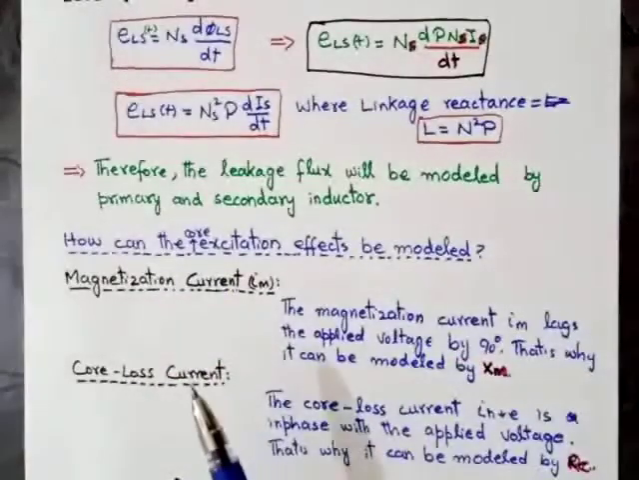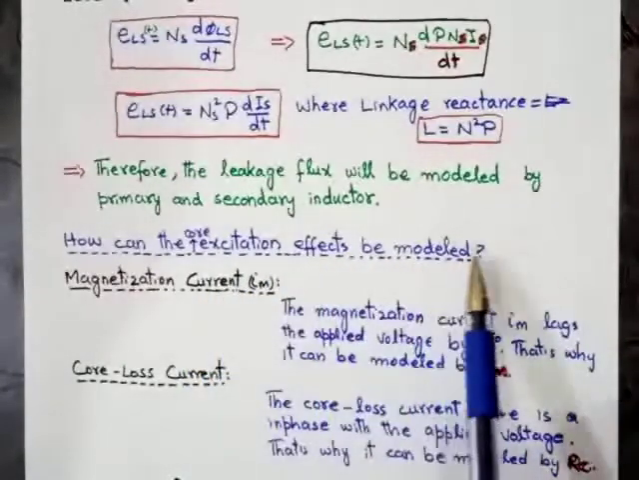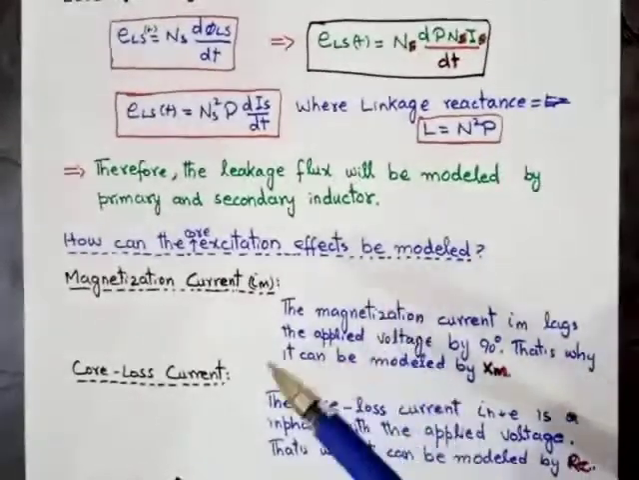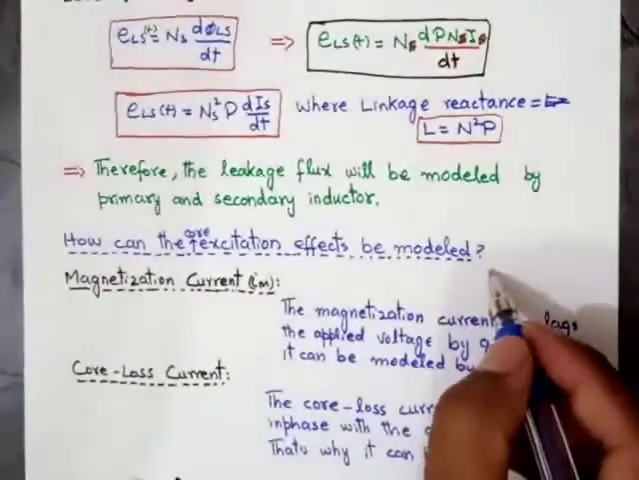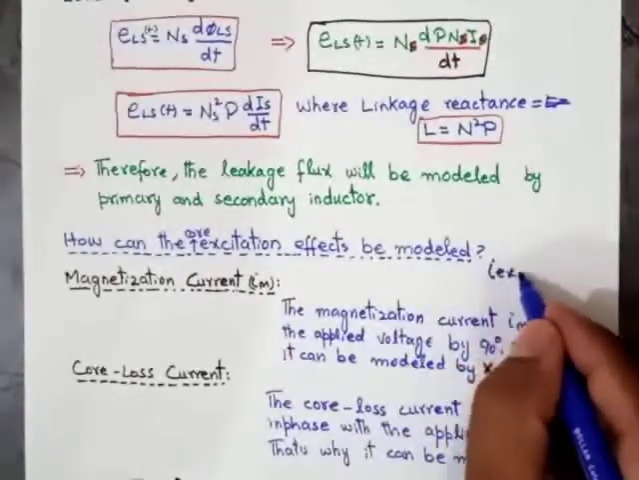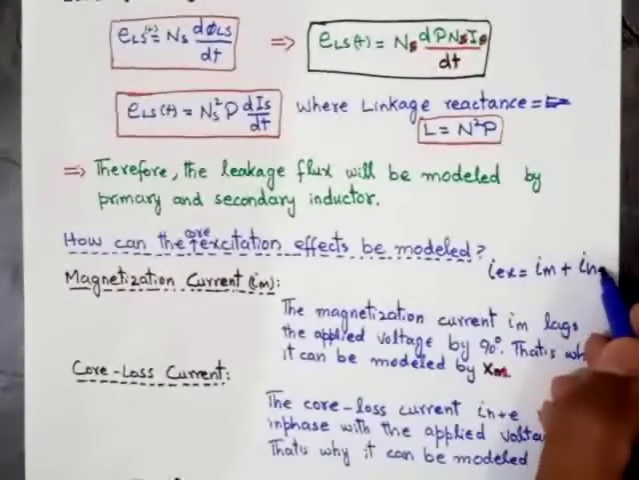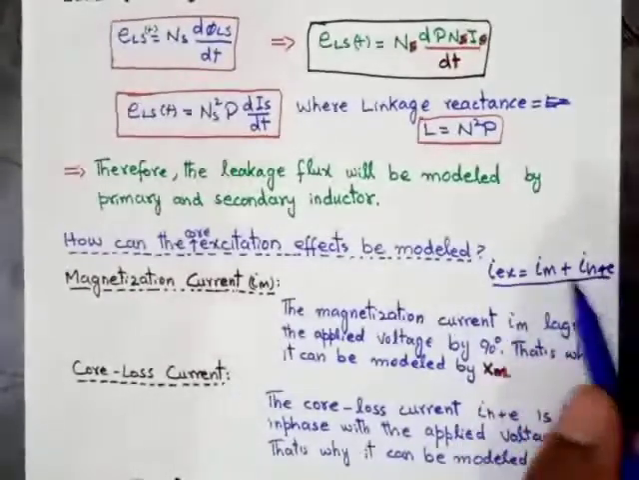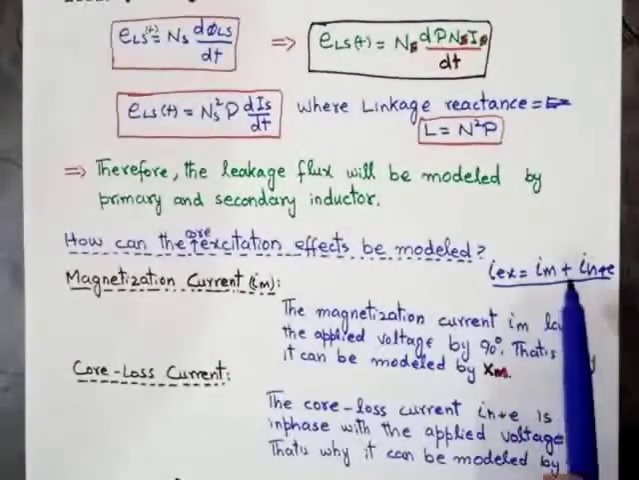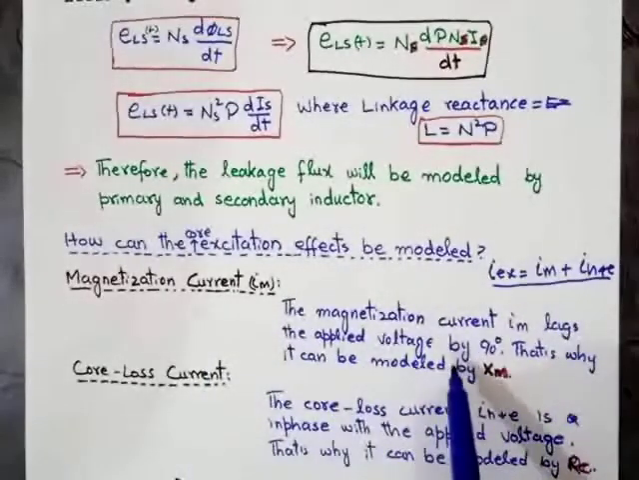Now we will discuss the last parameter, that is, how can the core excitation effects be modeled. As we know, in the case of core excitation, the excitation current is equal to the magnetization current plus the core loss current. The magnetization current lags the applied voltage by 90 degrees.